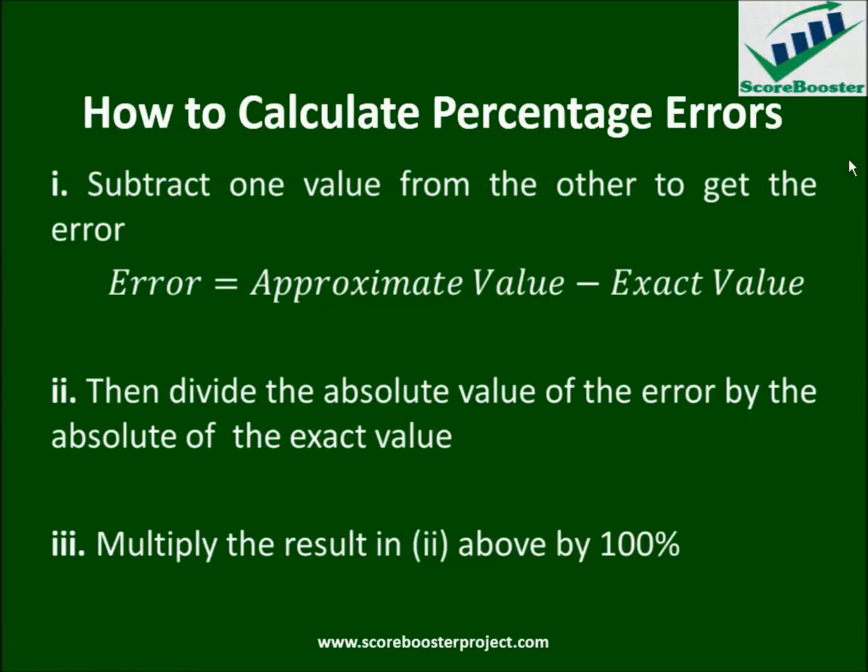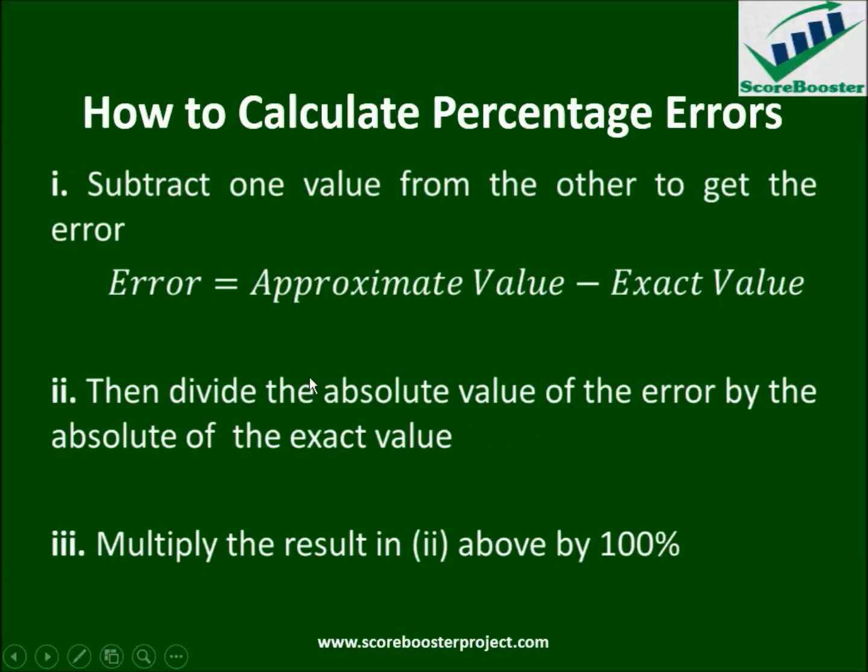The procedures involved in calculating percentage errors are: first, subtract one value from the other to get the error. So the error is the difference between the approximate value and the exact value. And then divide the absolute value of the error by the absolute value of the exact value. The absolute value of the error is the positive value of the result of the difference between the approximate value and the exact value. And as explained under percentage change, the absolute value of the error implies that the error will be taken as positive, irrespective of whether it's a positive or a negative value.